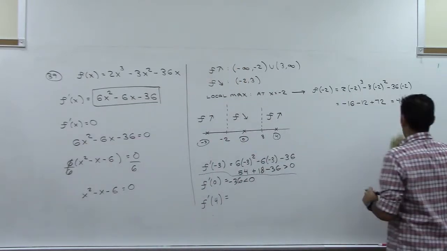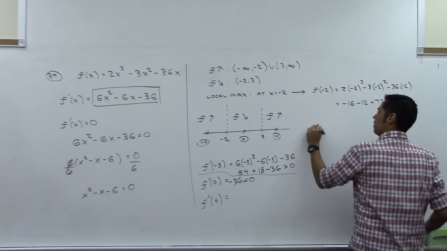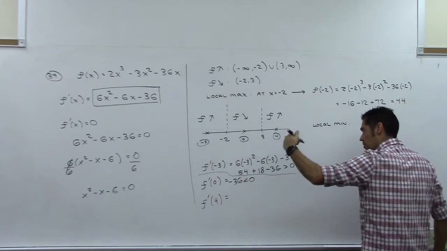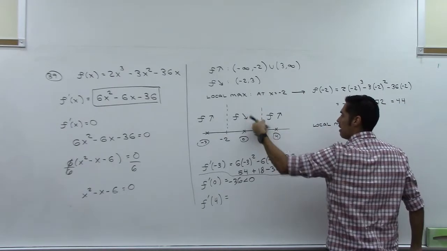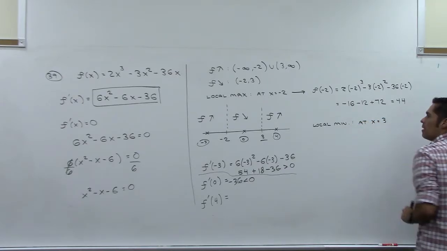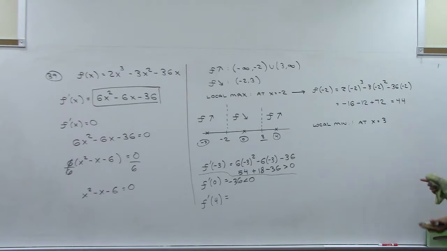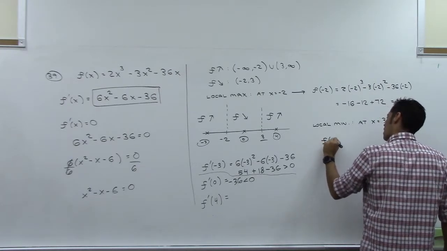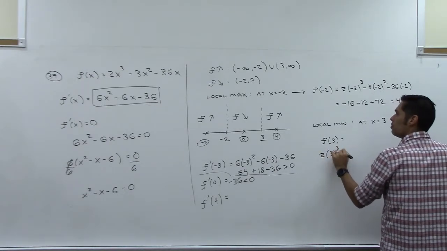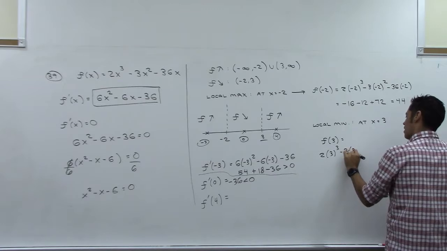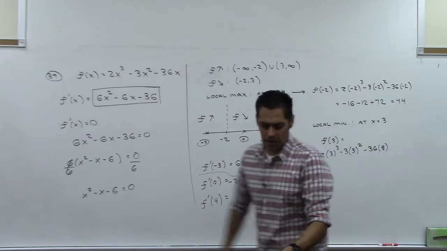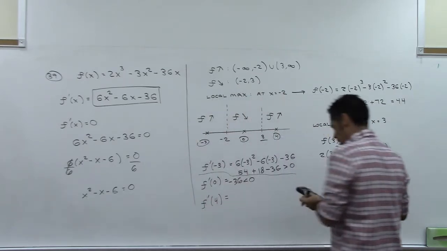Okay, now to find the minimum, if we have a local minimum, we're going to be looking for anywhere where the function goes down then up, and that happens here at 3. We go down then up. So local minimum at x equals 3. And so now what I'll do is plug 3 into the function to see what that value is. F of 3, so we plug 3 in there. 2 times 3 cubed minus 3 times 3 squared minus 36 times 3. I'm just going to use my calculator for this. I don't feel like doing that.